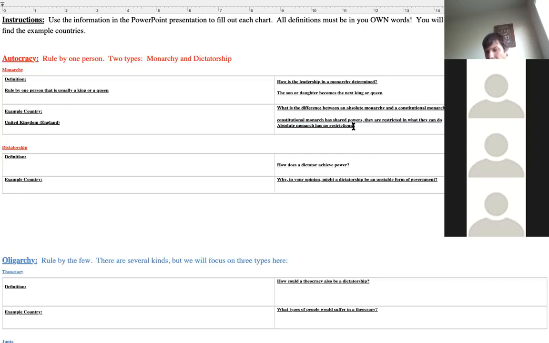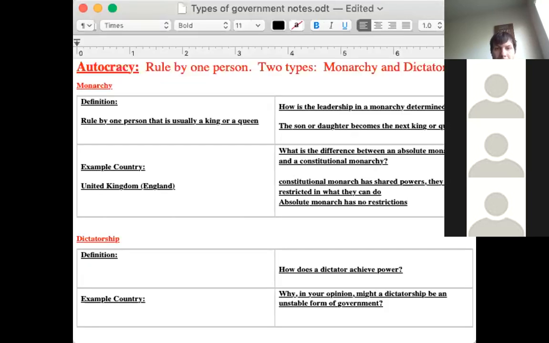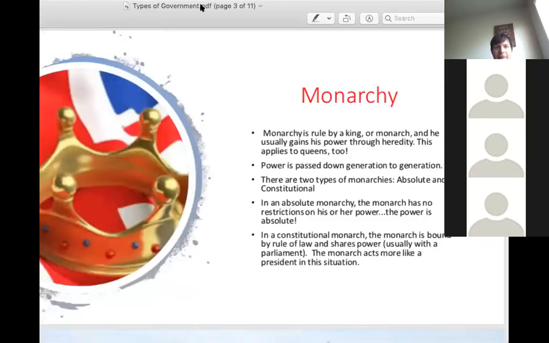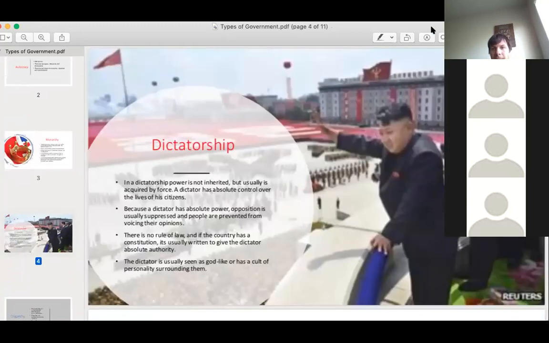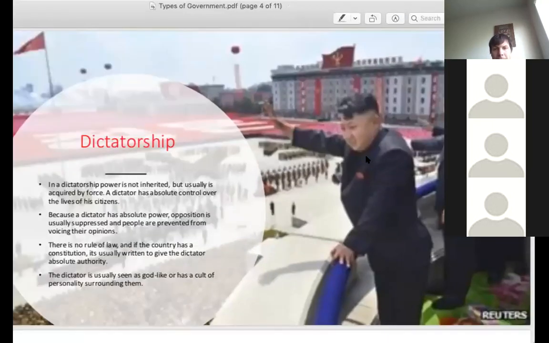Saudi Arabia has that. If you wanted to get technical, I'm going to go back to the PowerPoint. What's that fun country over in Asia that we watched a video about? North Korea. Who's this guy? Kim Jong-un. He's technically considered an absolute monarch, since his son got the power. Why would you consider him possibly an absolute monarch as well?